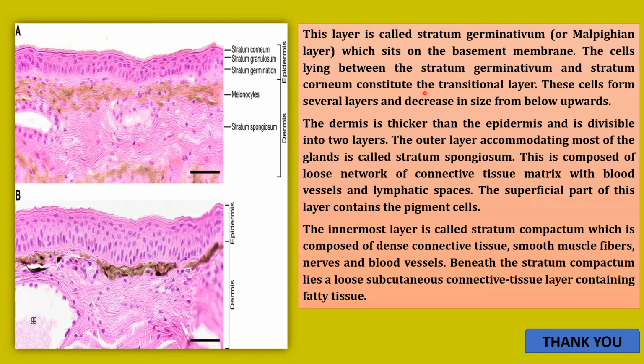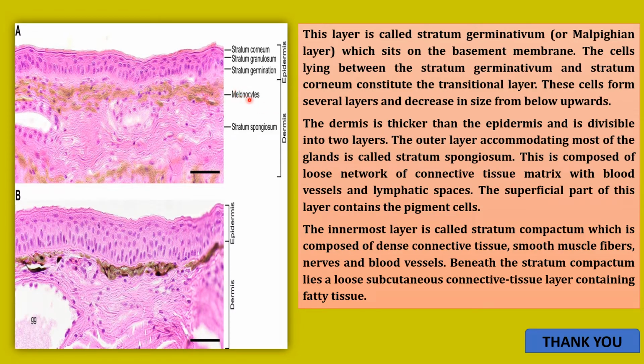Now the next one is dermis. The dermis is thicker than the epidermis and is divisible into two layers. See, this is dermis. This is much thicker than epidermis, and it consists of two layers. The outer layer, accommodating most of the glands, is called stratum spongiosum.